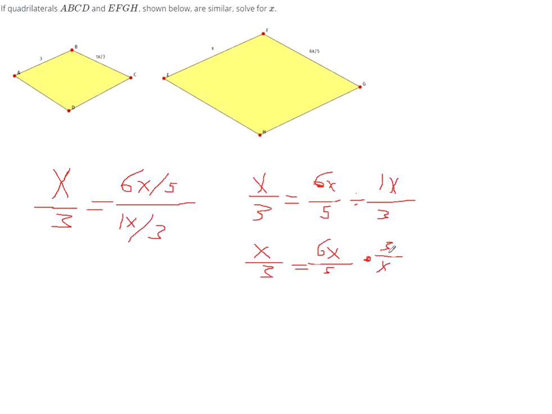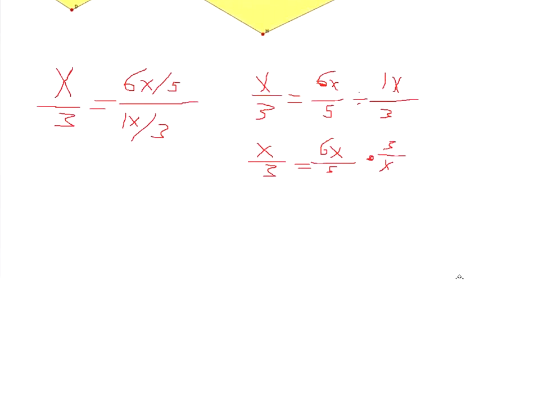And so if we do that, you can multiply straight across the top like you normally would with fractions. So 6x times 3, that makes 18x, so 6 times 3 makes 18. And then 5 times x just leaves us with 5x on the bottom. So the x's cancel out. So we have x over 3 equals 18 over 5.